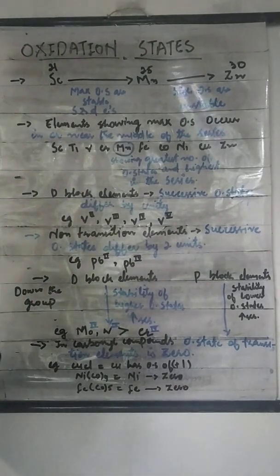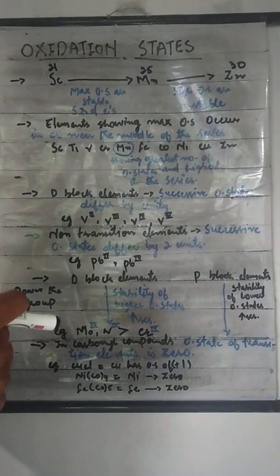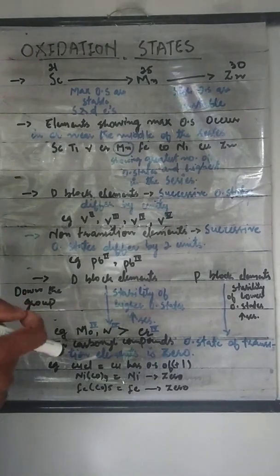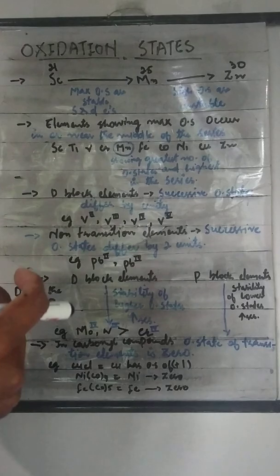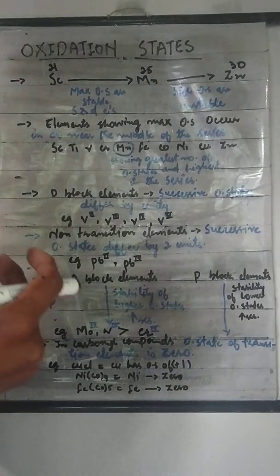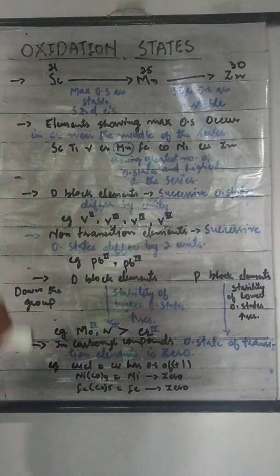Today my topic is oxidation states of D block elements for class 12th. We have already discussed some points about this very topic in my previous lecture, and I will continue this topic to know a few more pointers about this.